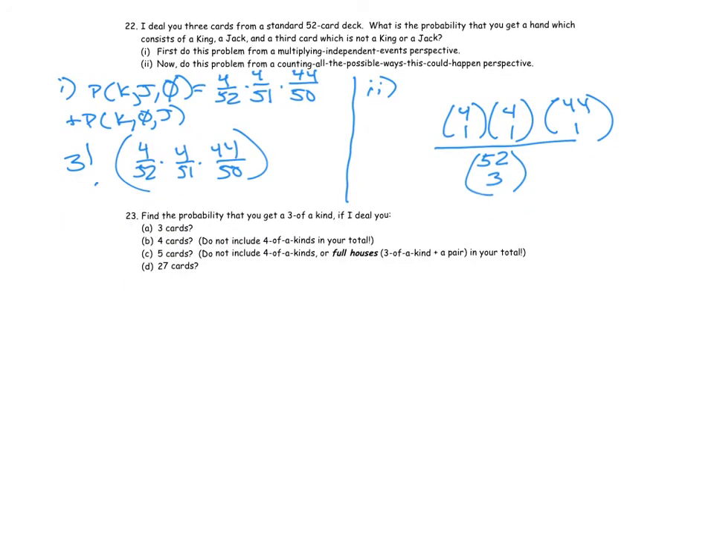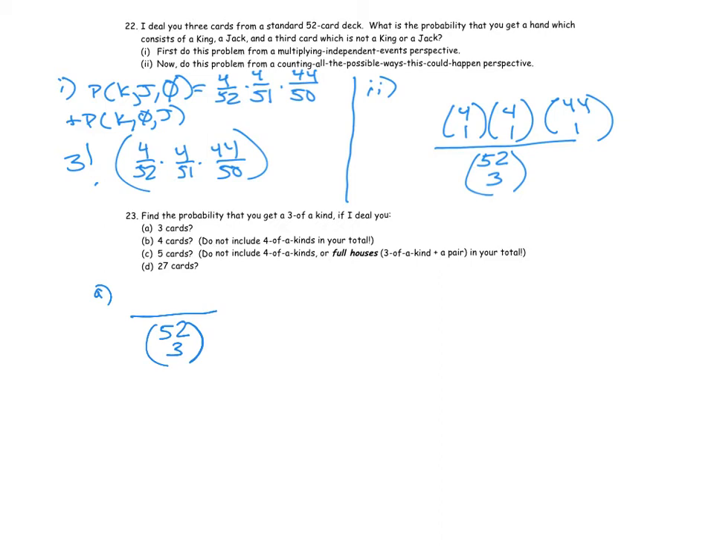So 23 I'm going to do using choose notation, which was the second option in the previous problem. Okay, find the probability that you get 3 of a kind. That means 3 of the same rank, like 3 10s, 3 jacks, 3 aces, 3 5s. And we call king, jack, queen, ace, and 2 through 10 ranks. So there's 13 ranks in a deck of cards. So find the probability that you get 3 of a kind if you're dealt 3 cards. Okay, so if I'm only dealt 3 cards, let's do our total possibilities for 3-card hands first, and the probability that I get 3 of a kind.